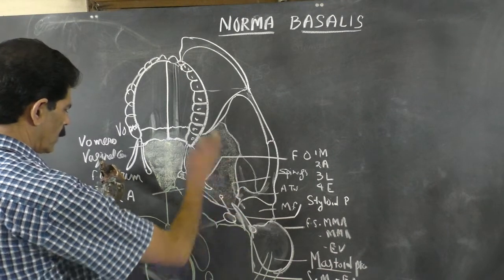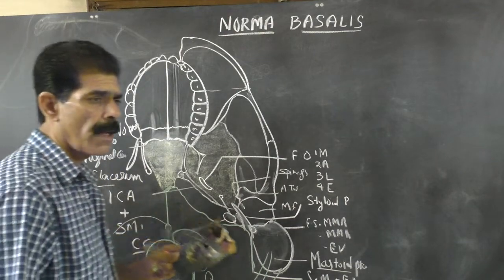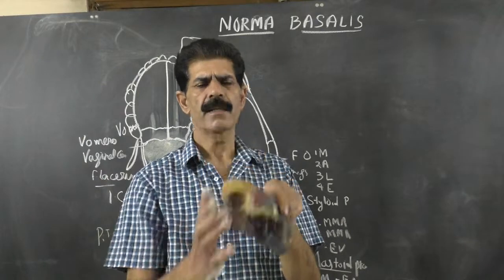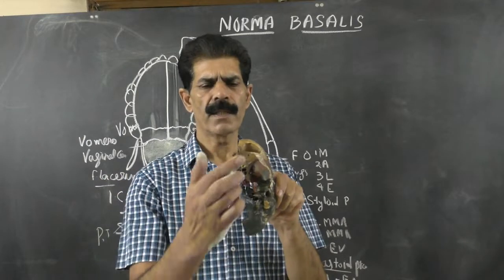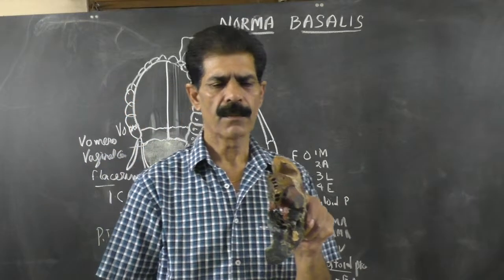So this is all about the Norma Basalis. Whatever is on the left side, the same is on the right side. So it is a bilateral symmetrical arrangement of the various parts of the Norma Basalis of the skull bone. Thank you.